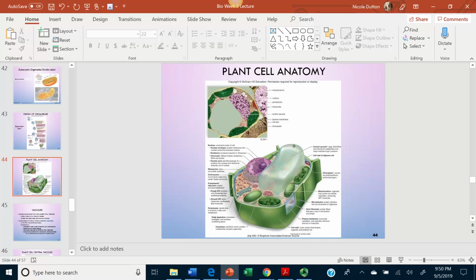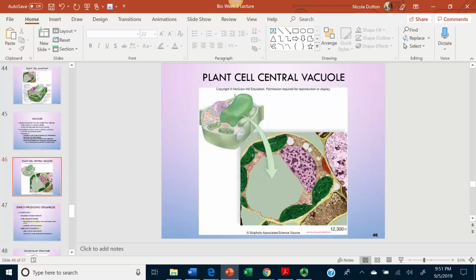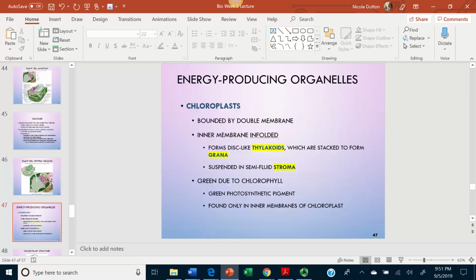And here's a picture of one of those here. You can see how big this storage vacuole is. And this is a real electron micrograph picture of a plant cell, and you can see how large this is. The next one is chloroplasts. Chloroplasts are responsible for photosynthesis.